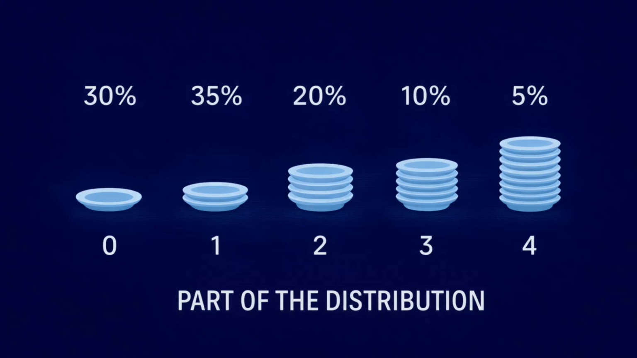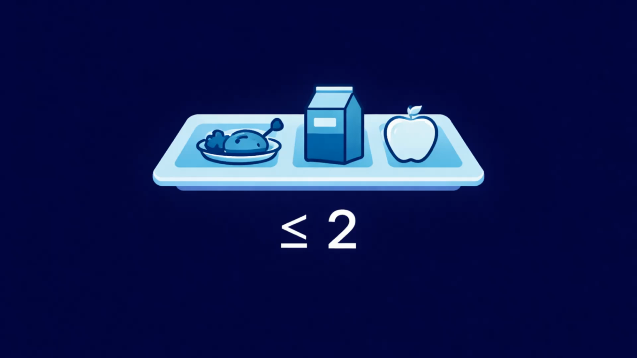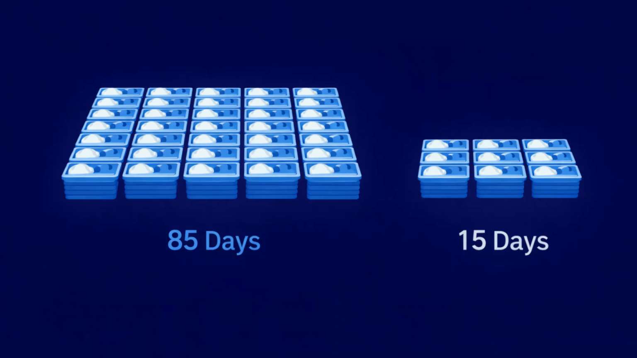For example, the probability of 0 second servings might be 30%, 1 might be 35%, 2 might be 20%, 3 might be 10%, and 4 might be 5%. The cafeteria manager's real question is not, what will happen today, but, how many extra lunches should I prepare most days without wasting food? That question becomes, what is the probability that at most 2 second servings will be requested? At most 2 means 0, 1, or 2, so you add those probabilities together. When you do that, you get 85%.